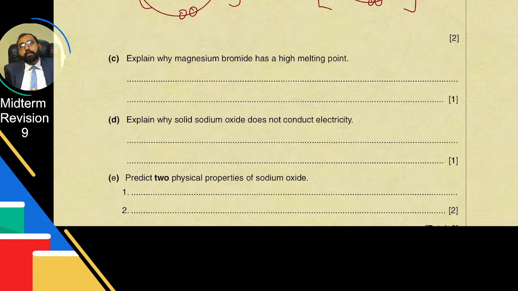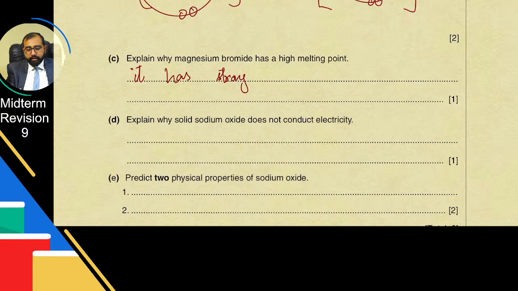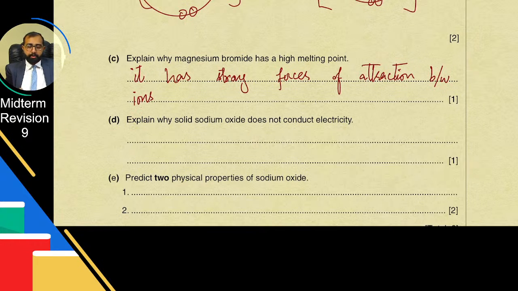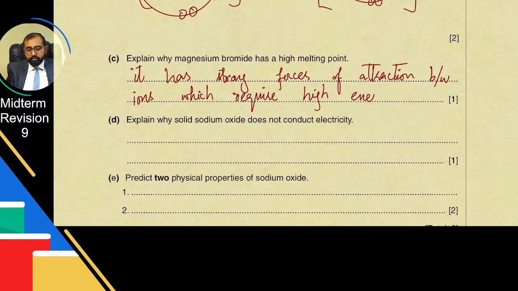Also don't write whatever is already in the question. Okay? Just answer directly. So you'll say that it has strong forces of attraction between ions. It's always a good idea to mention what the force of attraction is between, which requires high energy to be broken. Okay, so it's always a good idea to talk about the whole thing. Although even if you just say strong force of attraction between ions, you will get one mark.